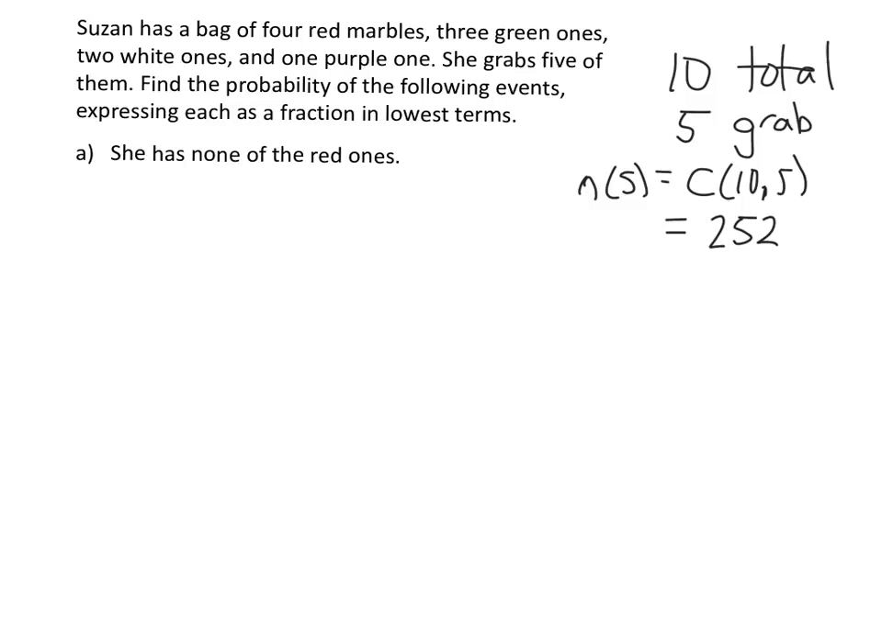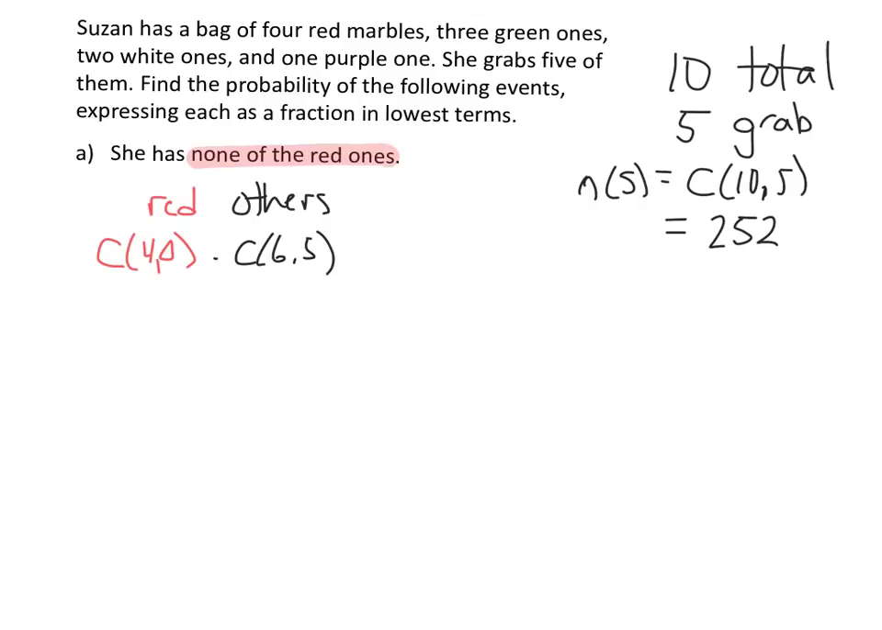Now we can get to what's actually being asked. None of the red ones. And I really should use a highlighter instead of a pen there. None of the red ones. So let's take a look at red, and then we'll take a look at all the others. Every single time you do this problem, you must account for all the marbles, all 10 of them. So how many reds do we have? We have 4. We want none of the red ones, so that's 0. And then, out of the other 6 marbles, we want 5.